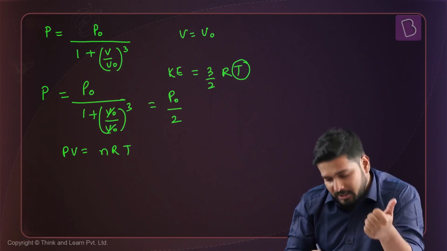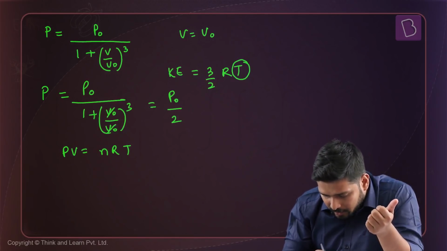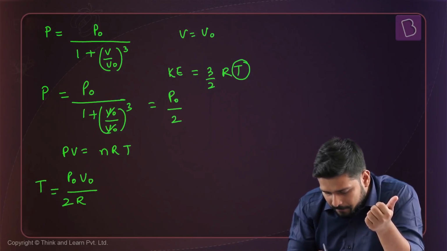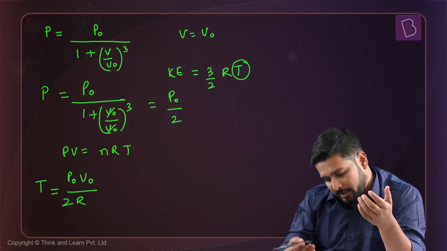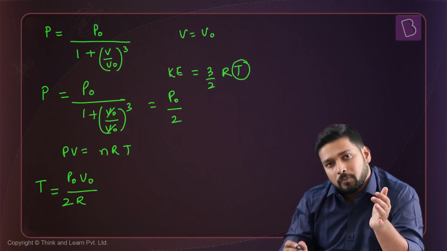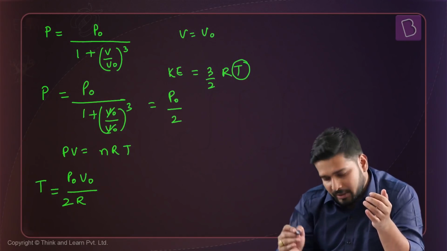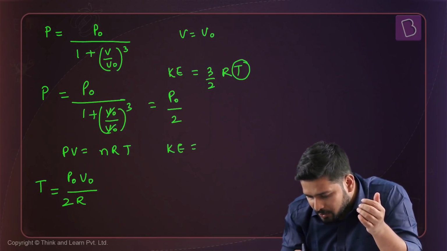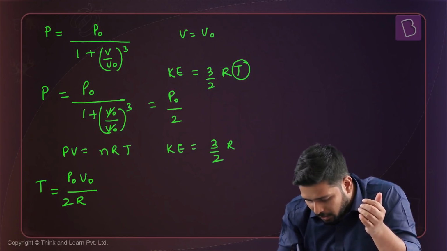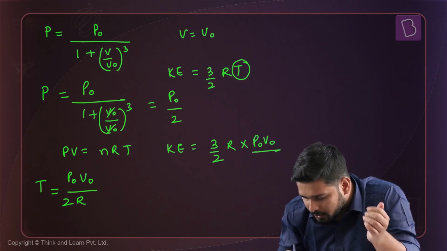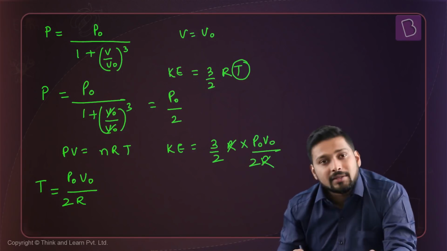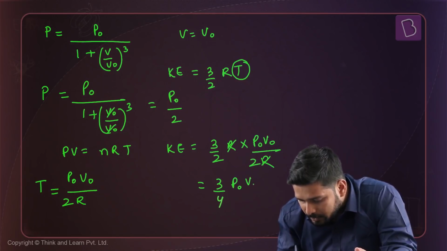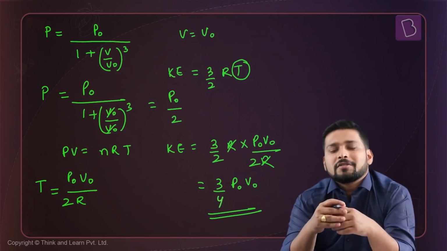Since the number of moles is equal to 1, I can write P naught V naught upon R equals T, right? So I end up writing the expression for T, and T is what was required to be substituted in the formula of the average translational kinetic energy. So I can write K equals 3/2 times R into P naught V naught upon 2 times R. So this R and R get cancelled out and we are left with the final expression, that is 3/4 P naught V naught, and this is my correct answer.